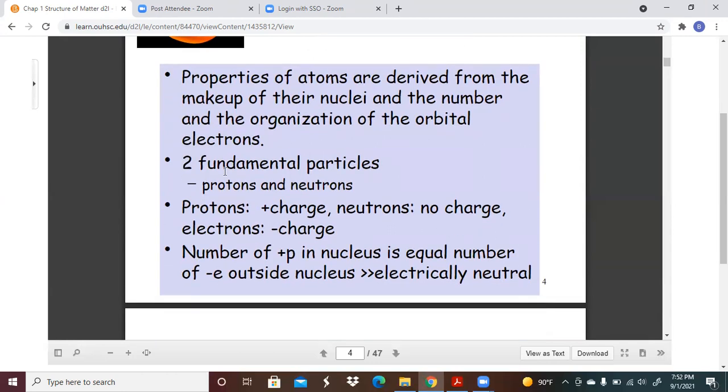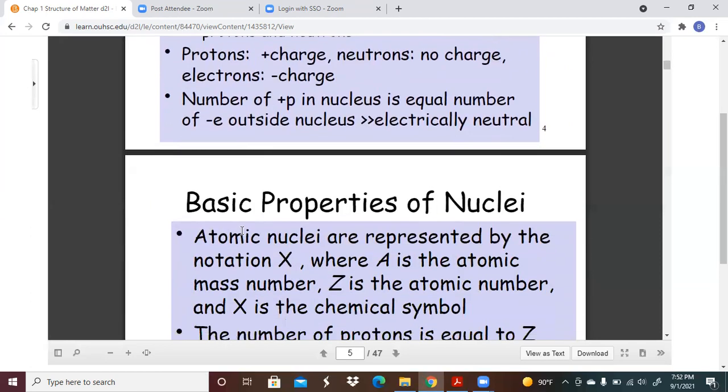So we've got three fundamental particles: protons, neutrons, and electrons. Protons are going to carry the positive charge. Neutrons will not carry any charge. Electrons, of course, have the negative charge. The number of protons in the nucleus is equal to the number of electrons outside the nucleus. Now, whenever an electron gets added or stripped away, you end up with ions. But if you're looking at a neutral atom, then the number of electrons and protons are going to remain the same.